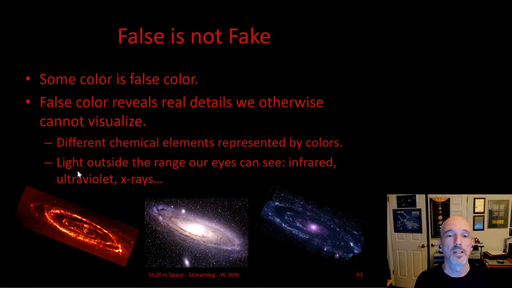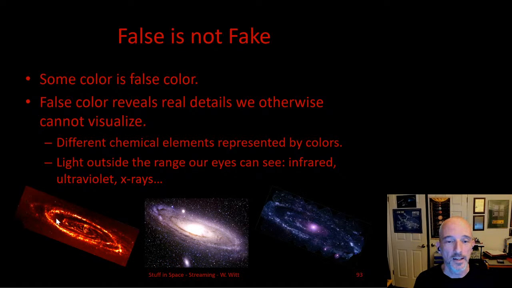Another example is that light outside the range that our eyes can detect may be translated into the visible range, and that's also false color. So down here again is our picture of the Andromeda Galaxy we've seen before. If we look at that with instruments, we can look at it in the infrared range of the spectrum. This is light our eyes cannot see, but we have instruments to see it. And then I translate what my instruments see into the visible. I make it appear red, so it's a false color, right? But otherwise, I couldn't see it at all.